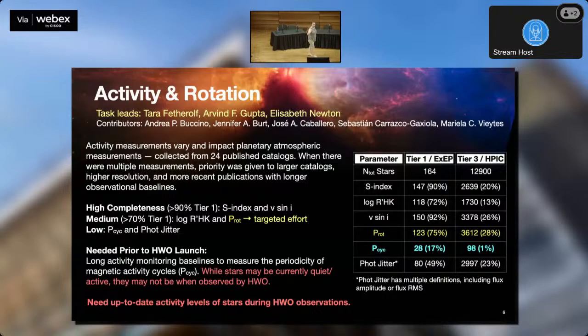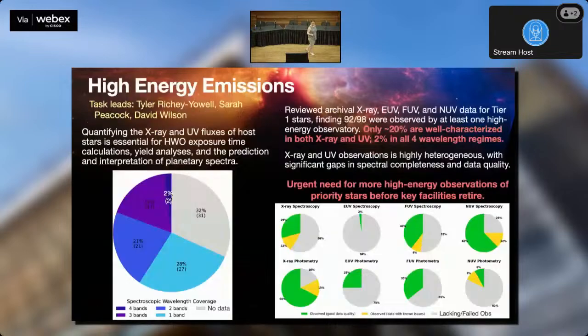And I will note that in order to get the period of rotation, that requires a separate targeted survey because it has a different cadence compared to the magnetic activity cycles. All right, high energy emission. This is really trying to understand X-ray and UV fluxes that are coming from the star, and this impacts time calculations, yields, as well as the understanding and interpretation of the spectra.